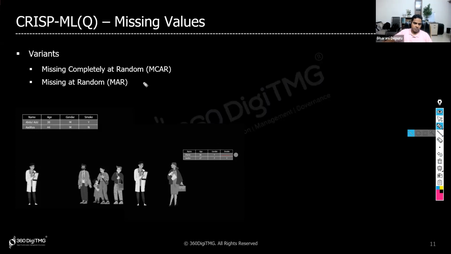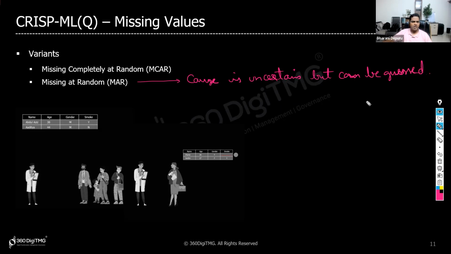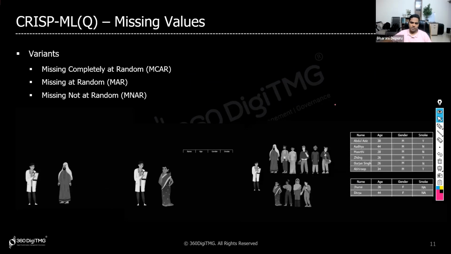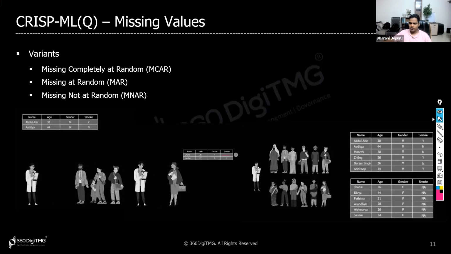These kind of scenarios where the cause is uncertain, but can be guessed with some probability, it may not be 100% accurate. In these kind of scenarios, you have missing at random. Then you have missing not at random.